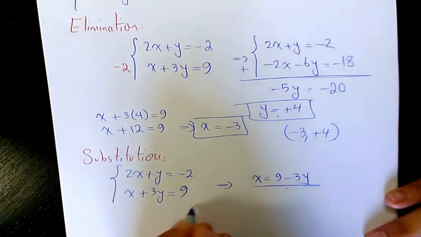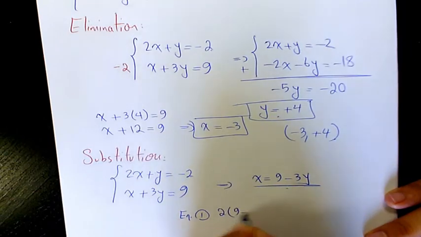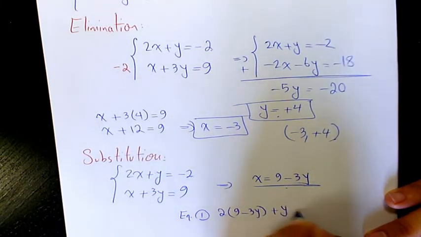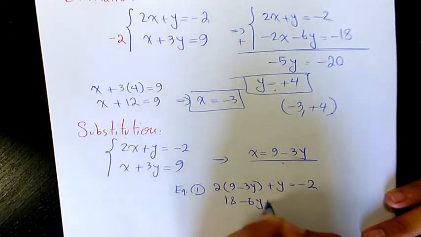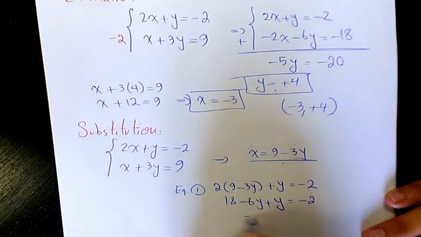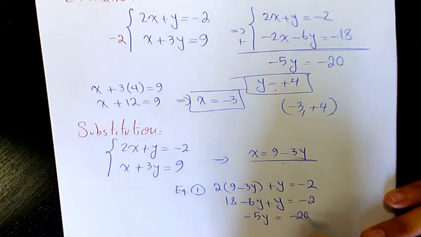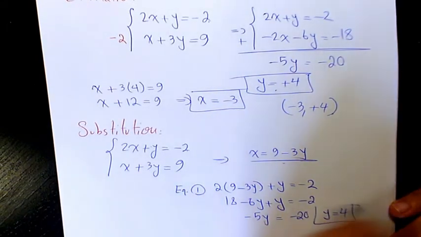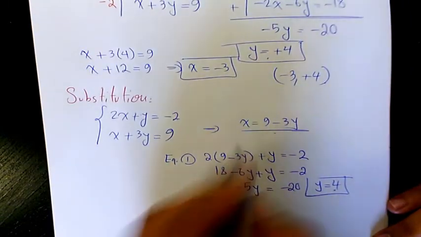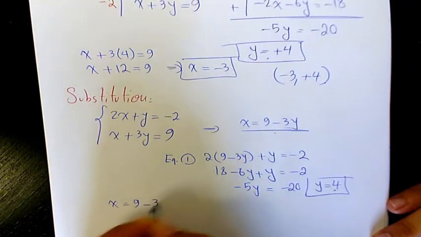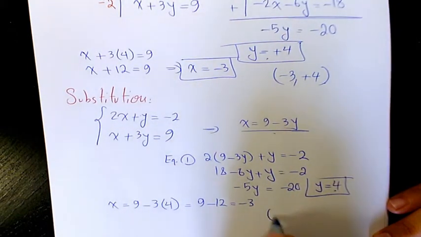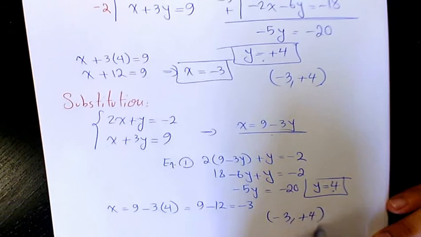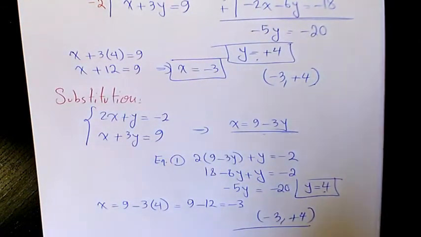Then you sub it in the first equation, equation 1. 2 times x, which is 9 minus 3y, plus y equals -2. 2 times 9, 18, minus 6y, plus y, minus 9... -5y equals -20, y is going to be 4. Then you sub it there, x equals 9 minus 3 times 4. 9 minus 12 is going to be -3. So the point of intersection is -3 and +4.